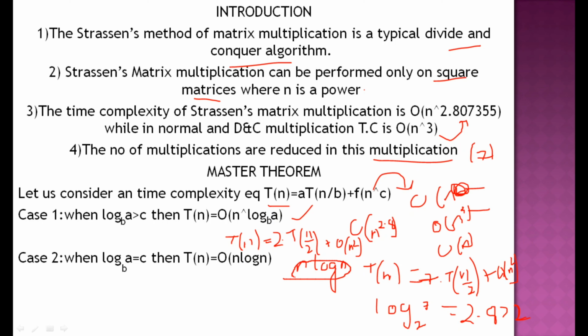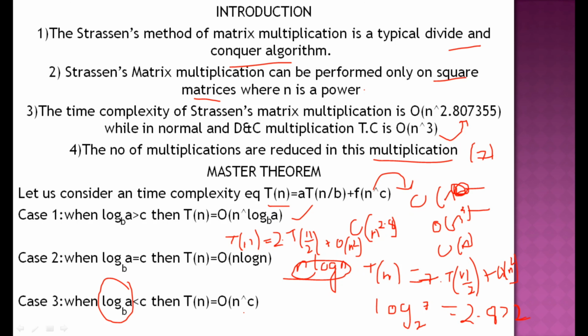Okay, I think you understood. Next, coming to case 3: when log a to the base b is less than c, then the time complexity is order of n to the power of c. That means if the value of log a to the base b is less than c, then the time complexity is order of n to the power of c. I think you understood it very clearly.